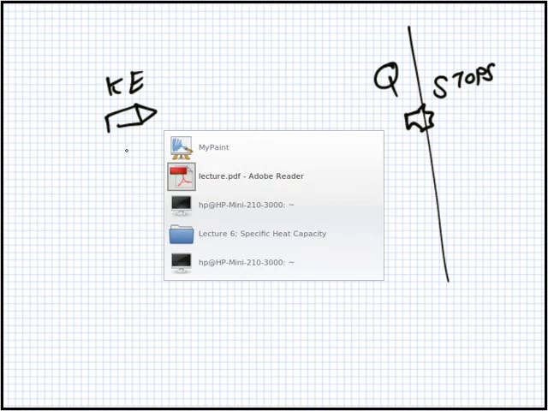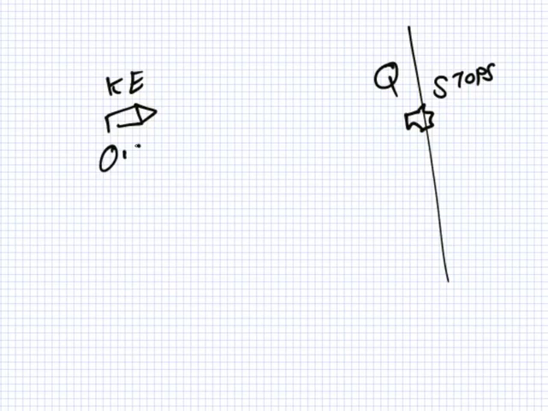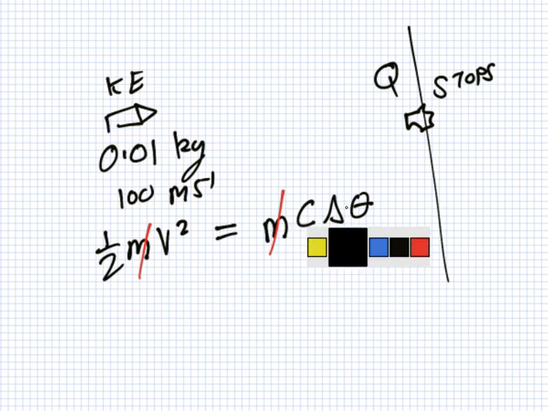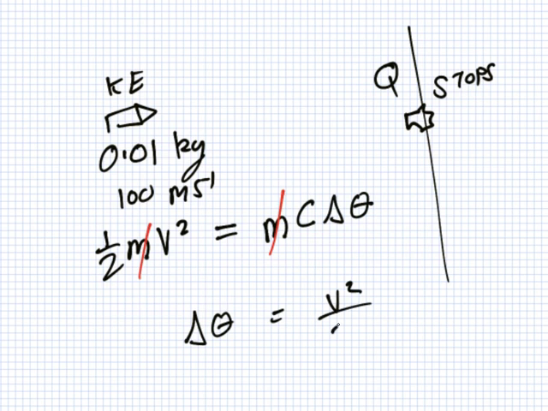Okay, so let's calculate what happens here. The bullet is 10 grams, traveling at 100 meters per second. So the kinetic energy is a half mv squared. And what should that equal? That should equal mc delta theta. And you realise it didn't matter what the mass was, because they cancel anyways. So I really want to know what the delta theta is. I can say the delta theta is v squared over 2c, which is 100 squared.